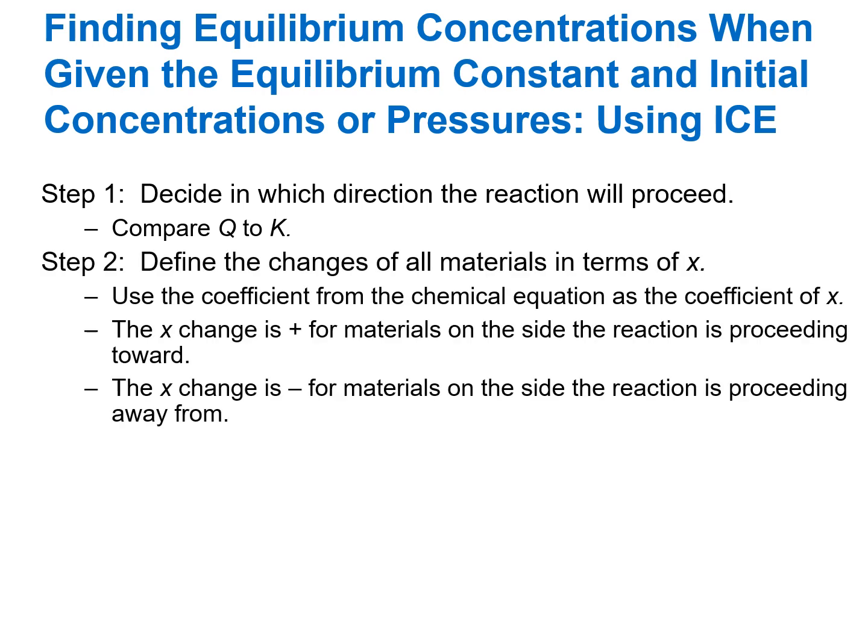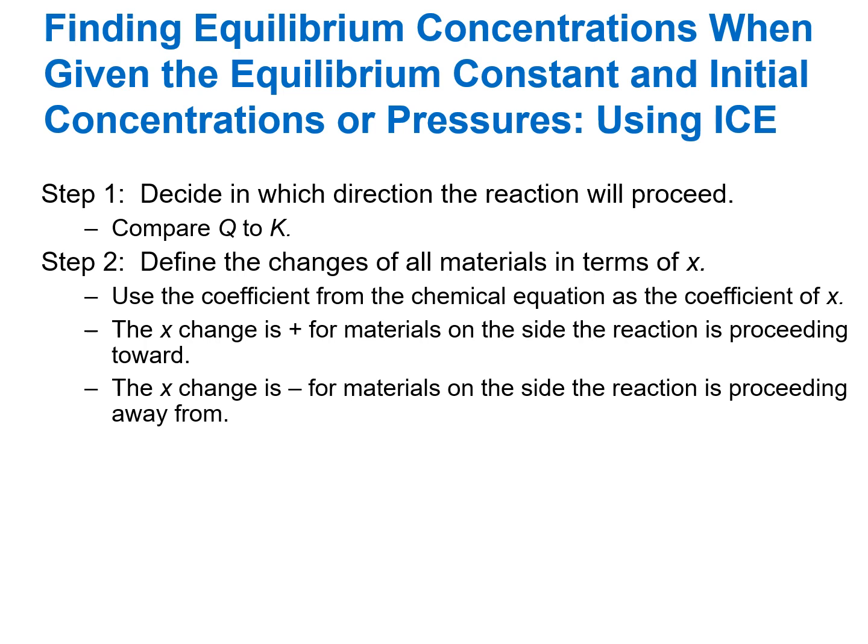So that means that we're going to have to define the changes of the materials involved, our reactants and our products, in terms of X, and then use the coefficient from the equation as the coefficient for X in our ice table, making sure that X is positive for materials on the side of the reaction where it's proceeding to, so where it's going to. So it's not necessarily reading from left to right. It could be going from right to left, because remember, these are reversible reactions, which means that then X has to be negative for the materials on the side of the reaction where it's going away from.